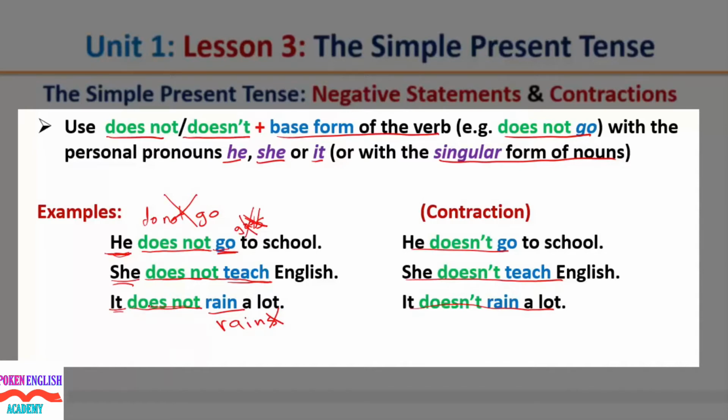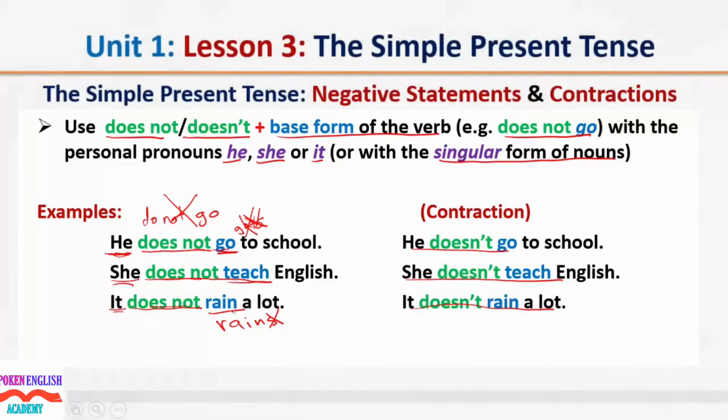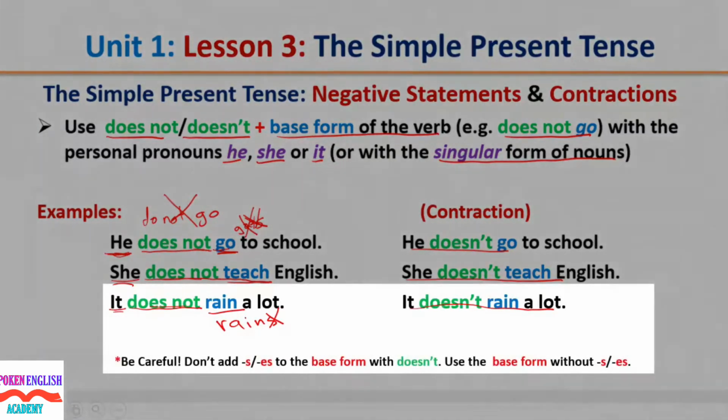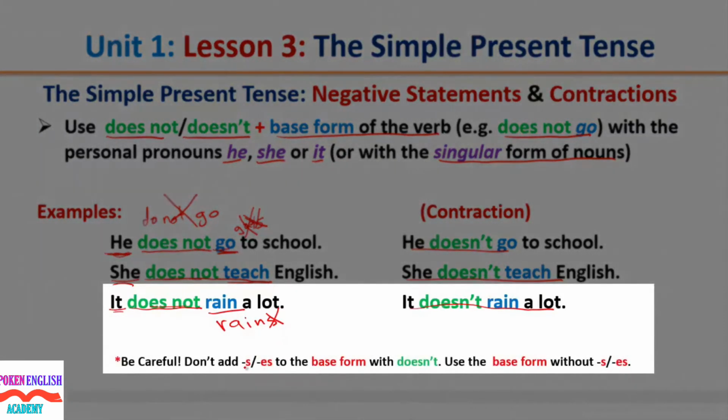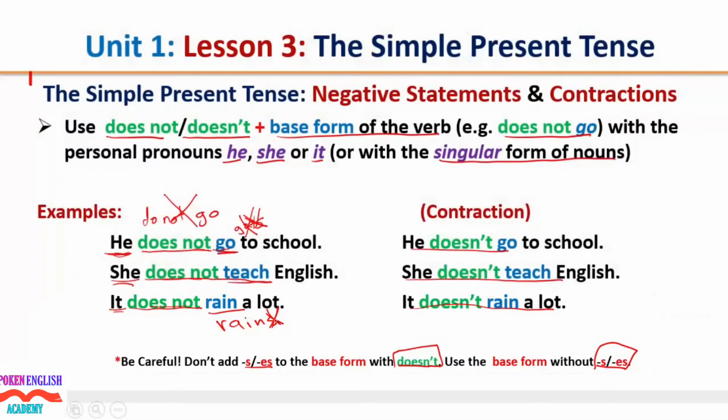So in the negative form, we use the base form of the verb. So be careful. Don't add the s or the es to the base form with doesn't. So when we use doesn't, delete the s or the es. So we cannot say it doesn't rains, delete the s.